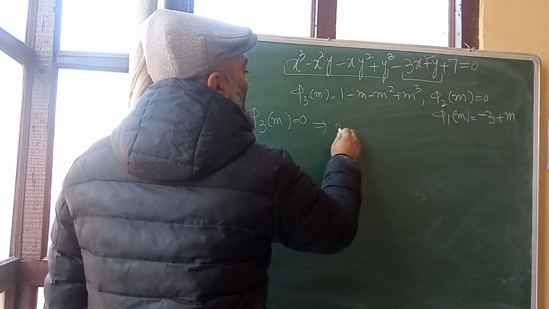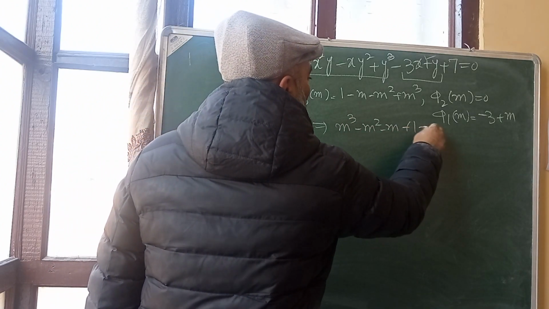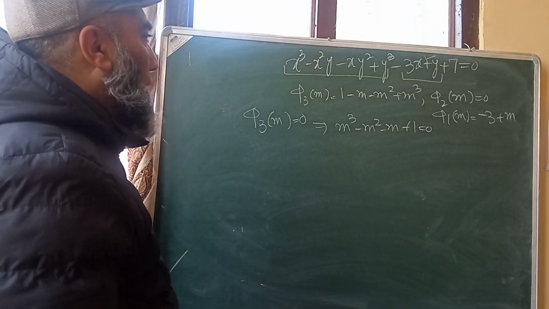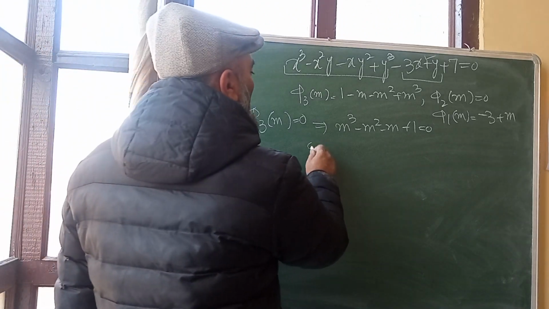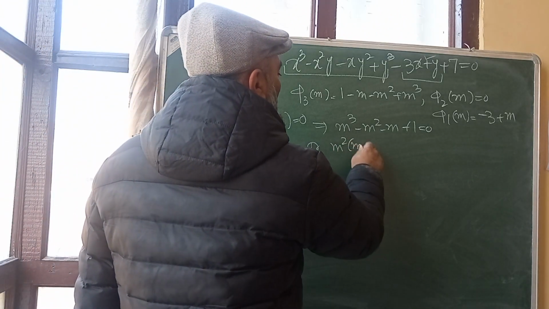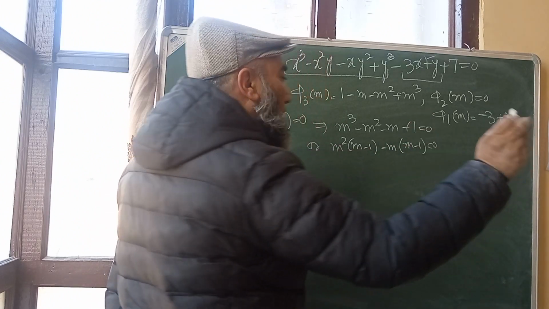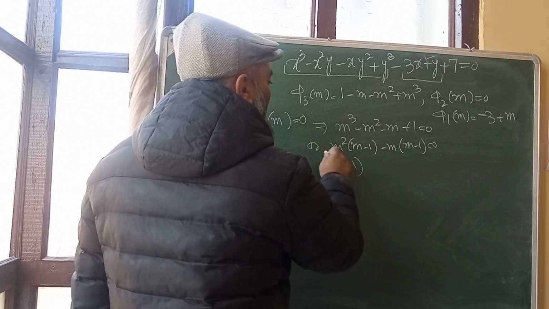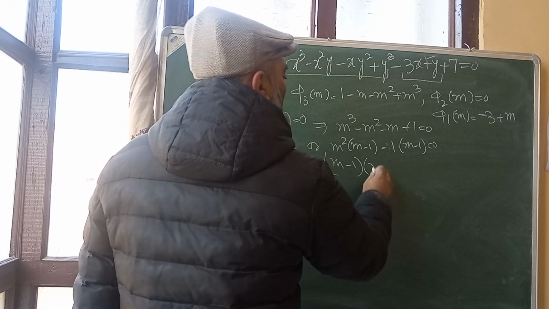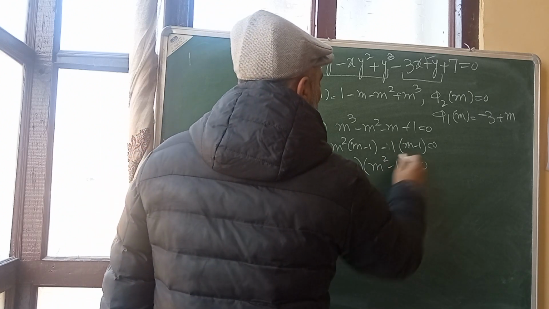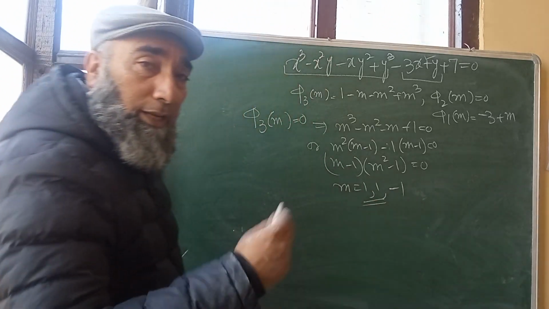This implies m cube minus m square minus m plus 1 equal to 0. Or you can have m square into m minus 1 minus m minus 1 equal to 0. Or you can use synthetic division. m minus 1, you can take 1 only. m square minus 1 equals 0. So m is 1, 1 and minus 1. Repeated roots, so you have to use the second one.